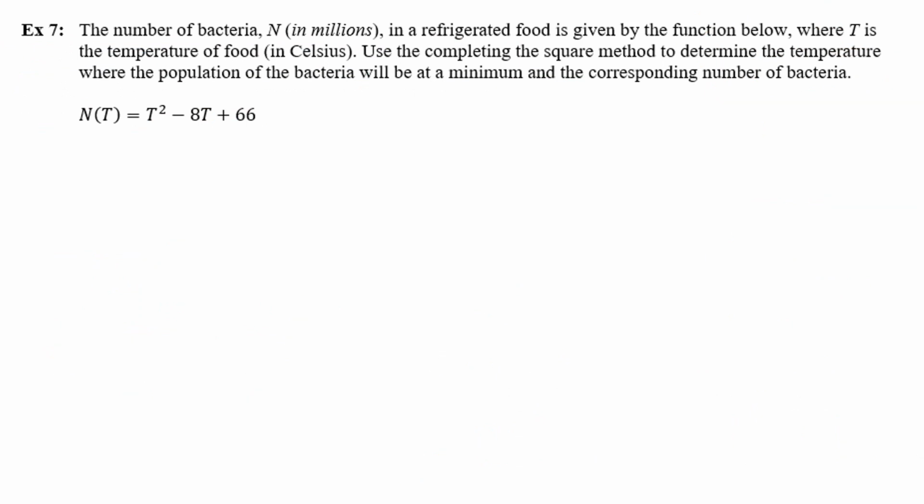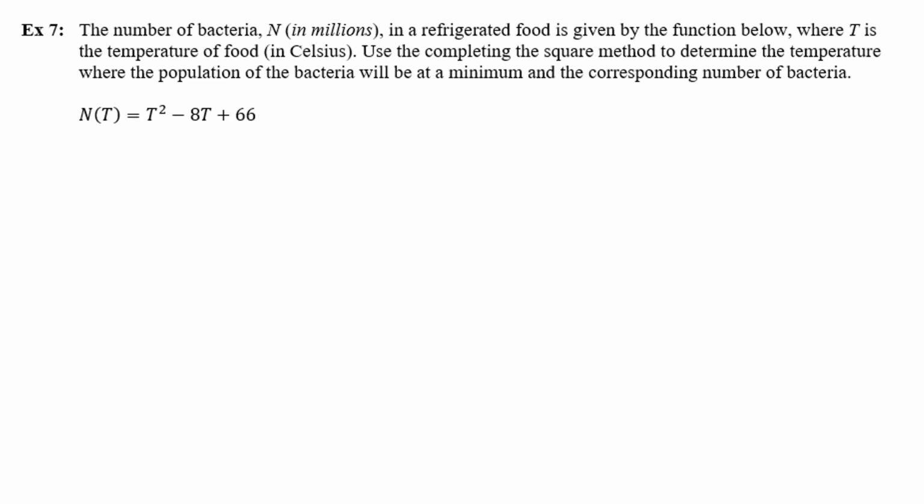All right, so we're moving on to example 7, which is similar to the one we just did. It's just a word problem, so we're going to probably have to explain our final answer in terms of whatever the problem was talking about. So, example 7, the number of bacteria n in millions in a refrigerated food is given by the function below, where T is the temperature of food in Celsius. Use the completing the square method to determine the temperature where the population of the bacteria will be at a minimum and the corresponding number of bacteria.